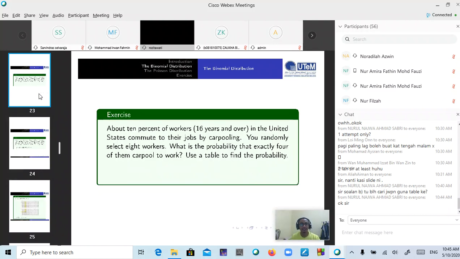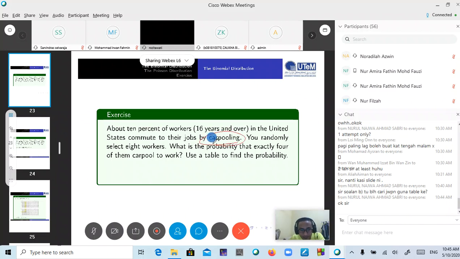Okay, next exercise. 10% of workers, 16 years and above in the United States, commute to their jobs by carpooling. You randomly select 8 workers. So your n is equal to 8. What is the probability that exactly 4 of them carpool? So this one you want to find 4 of them, so the probability of X equals 4.